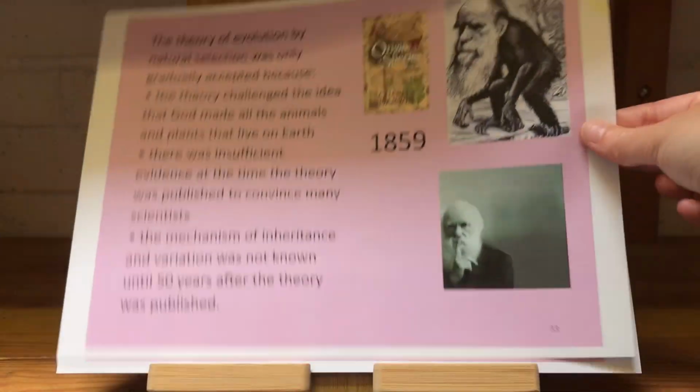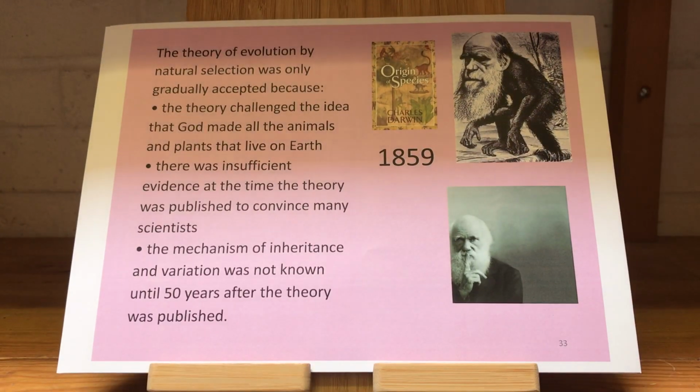Now, Darwin's theory of evolution took a long time to be accepted. This was because the theory that he gave challenged the idea that God made all animals and plants that live on Earth. There was also insufficient evidence at the time his theory was published, so he didn't have that kind of backup of genetics. He just had observations where he did all of his work with the finches, and we didn't understand the mechanism of inheritance and variation until 50 years after his book was published.